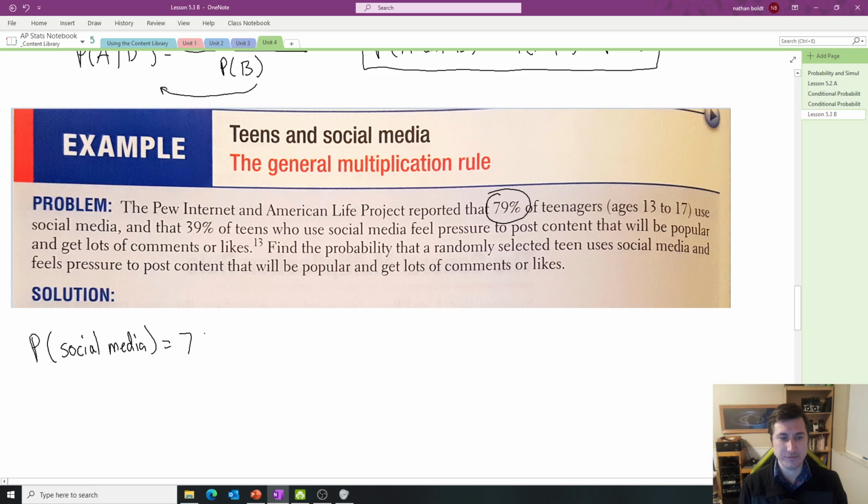Is equal to 79%. What does the 39% mean? That's those who feel pressure, but it's only of those who use social media. That is a condition. That's our conditional statement. So that's the probability of those who feel pressure, given they use social media, is equal to 39%.